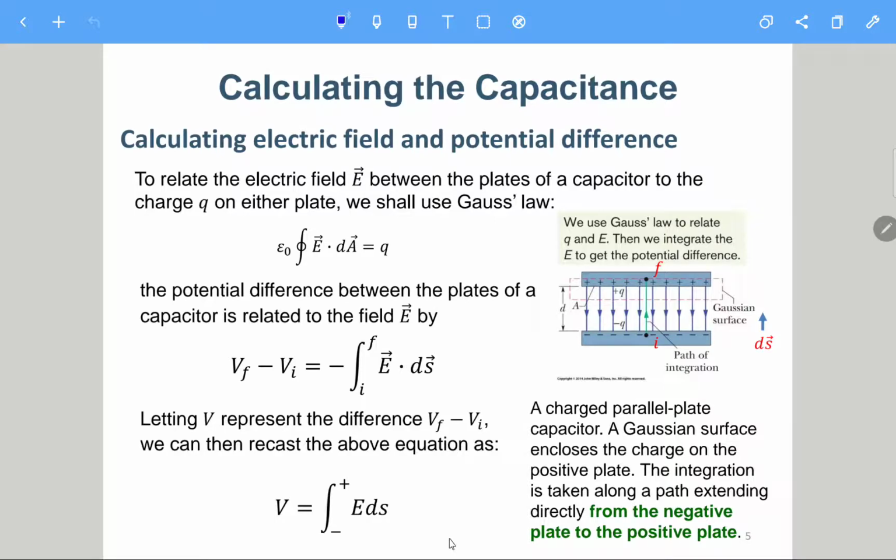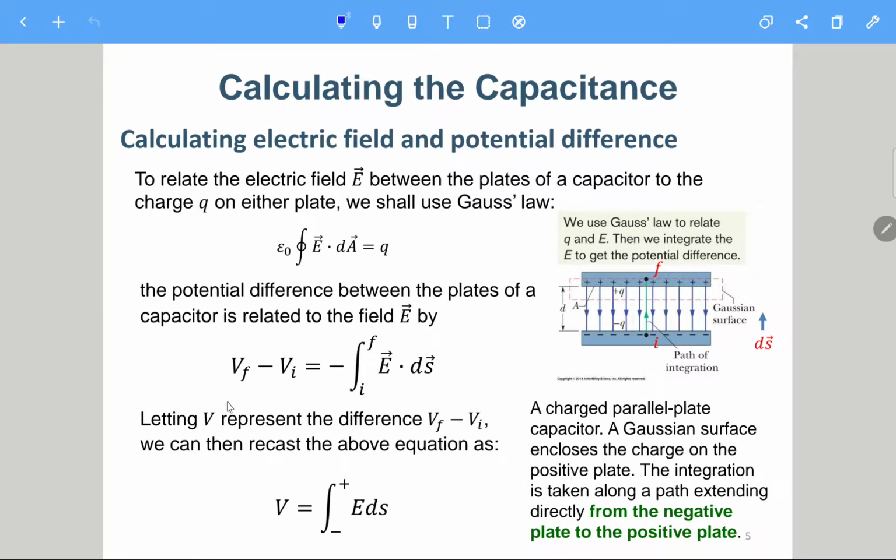So as mentioned, we have already learned how to calculate the E field, and we will assume that in between the plates there will be uniform E field. So if we have a capacitor like this, and then this red dotted box is the Gaussian surface. So we apply the Gauss law according to this Gaussian surface.